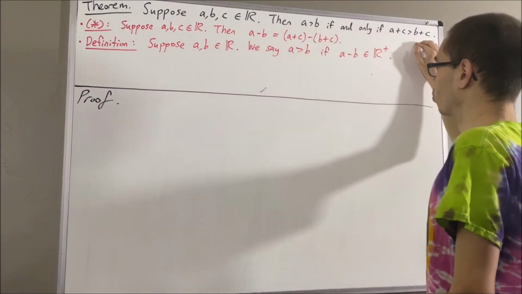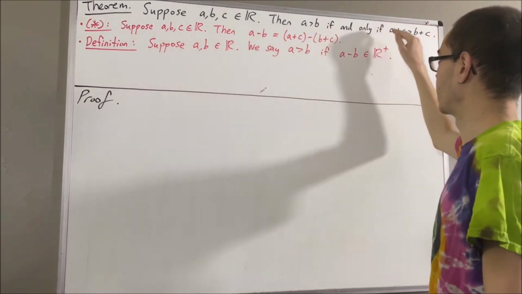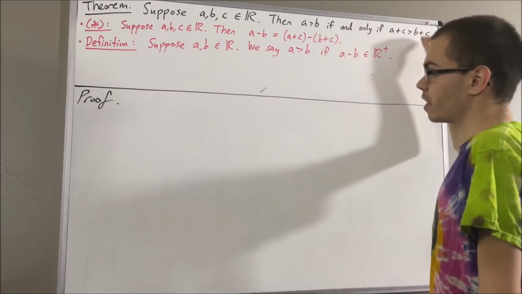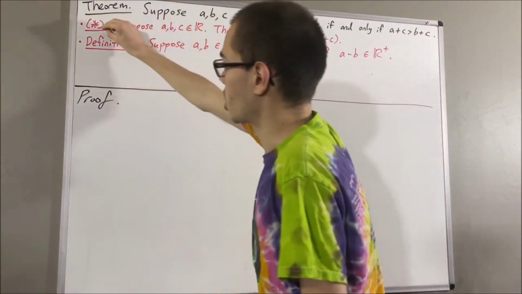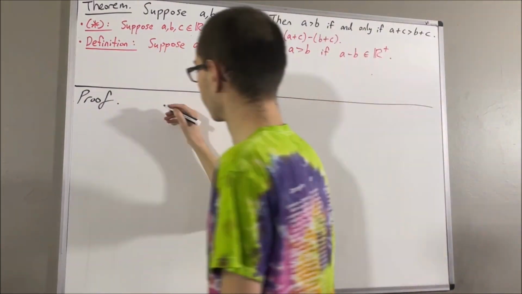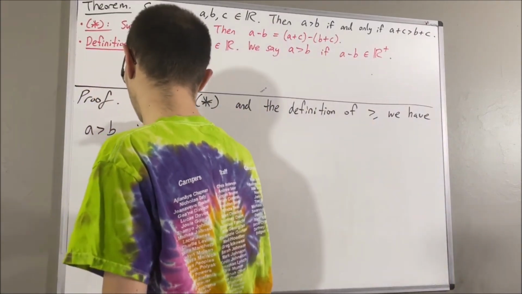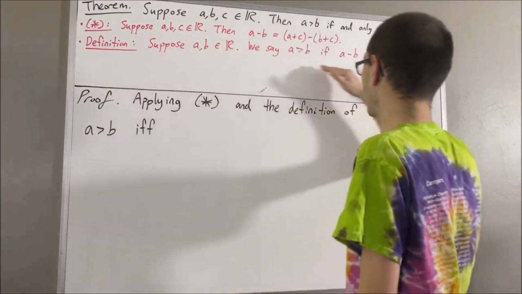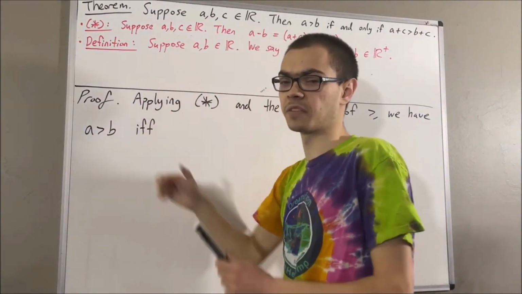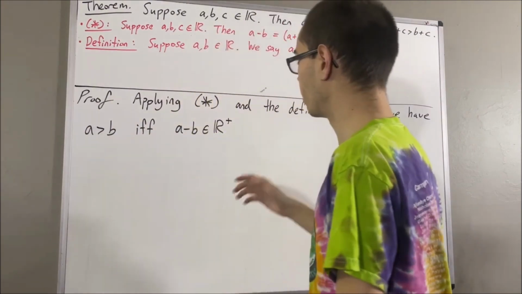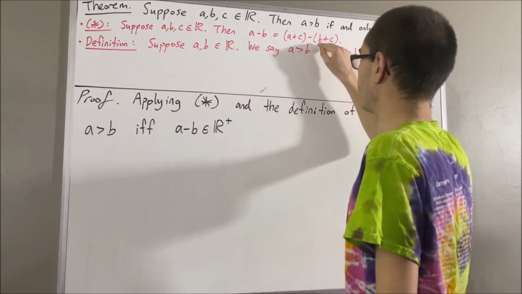And to prove this, we're going to establish a chain of if and only ifs, showing A is greater than B if and only if A plus C is greater than B plus C. And through that chain of if and only ifs, we're going to be applying star and the definition of greater than. First of all, by definition of greater than, to say that A is greater than B is equivalent to saying A minus B is a positive real number. But according to star, we know that A minus B is equal to (A plus C) minus (B plus C).